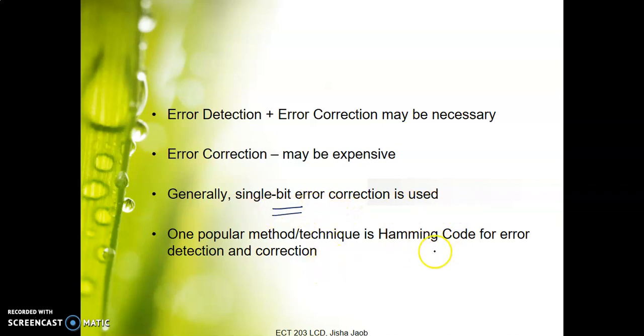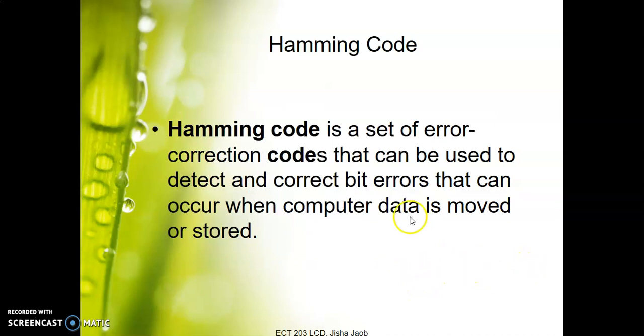One popular method that is used is Hamming code. Hamming code will help us in both error detection as well as error correction. So by definition, Hamming code is a set of error correction codes that can be used to both detect as well as correct one-bit errors that can occur when the computer data is moved or stored. So when data is moved, stored or transmitted, Hamming code can be used for both detection as well as correction of error.